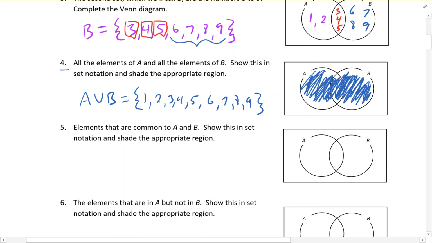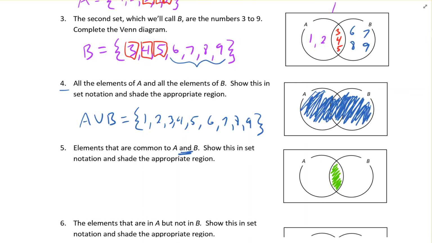Okay, so now it says for number 4, elements that are common to A and B. So these are key words. A and B. Show this in set notation and shade the appropriate areas. So A and B, that's going to be where they overlap. That's where they're both going to have those numbers in common.